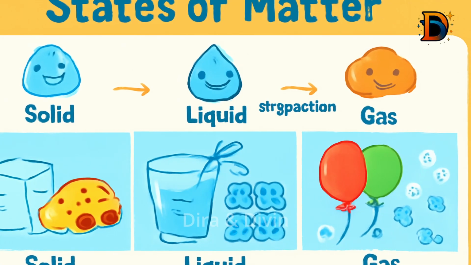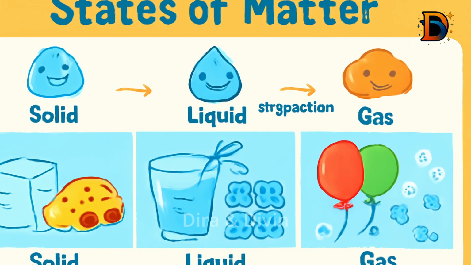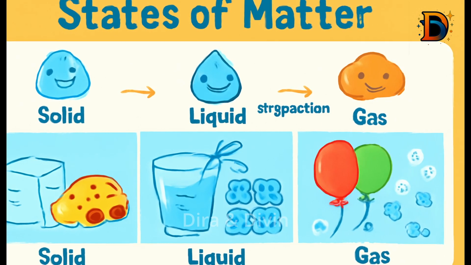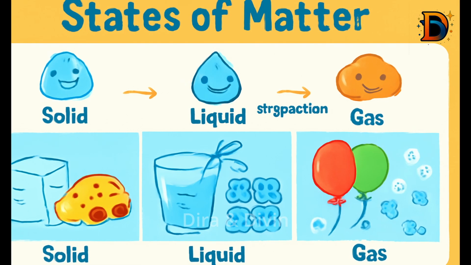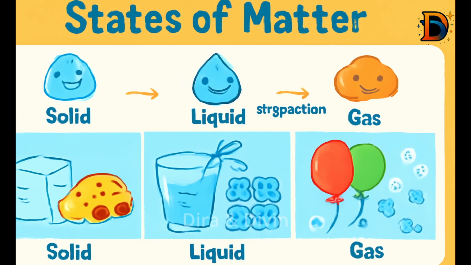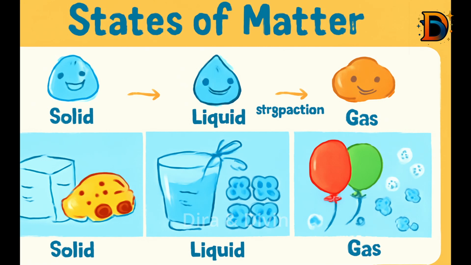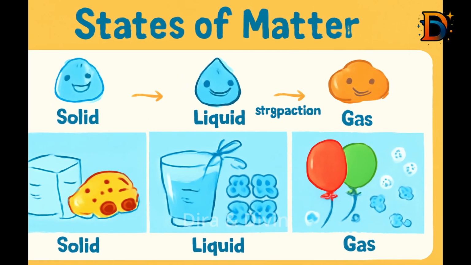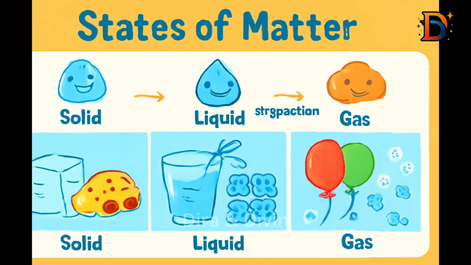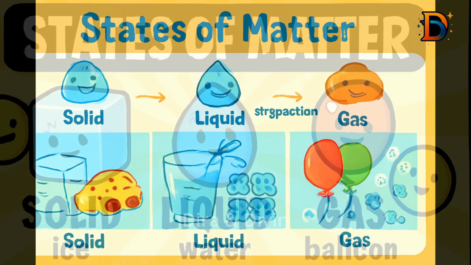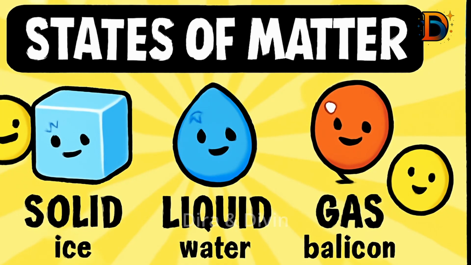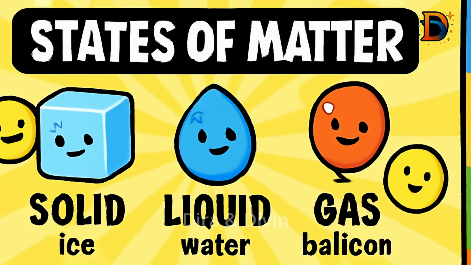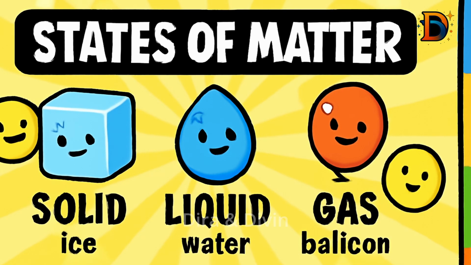States of matter. Everything around us is made of matter, which means it takes up space and has weight. Matter comes in three common forms called states of matter. They are solid, liquid, and gas. Let's break down this concept in a bit more detail for kids.